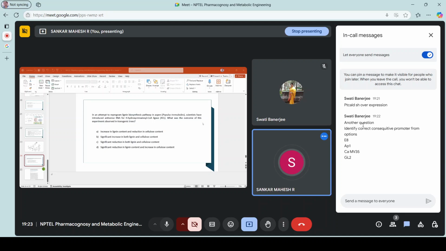And the next question is, I think it's constitutive and not consecutive. Just tell me if I'm wrong. Constitutive promoter. So this is cauliflower mosaic virus, I think, CaMV 35S, which is a strong promoter.